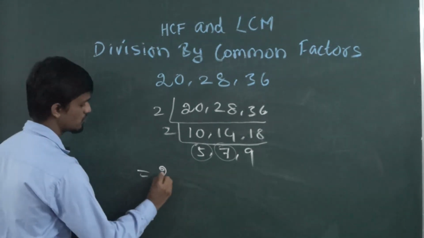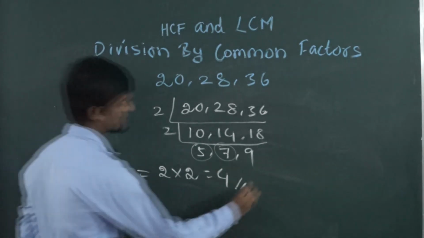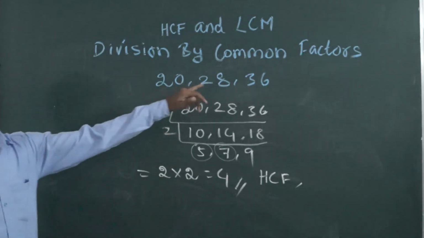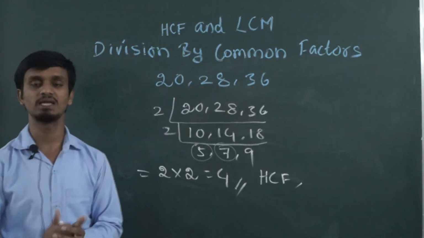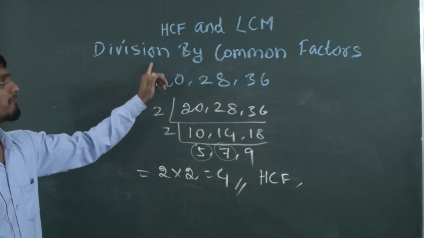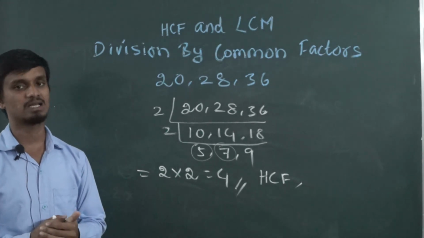So 2 into 2 is equal to 4. 4 is the HCF of 20, 28 and 36. Like this only you have to find it by using the division by common factor method.